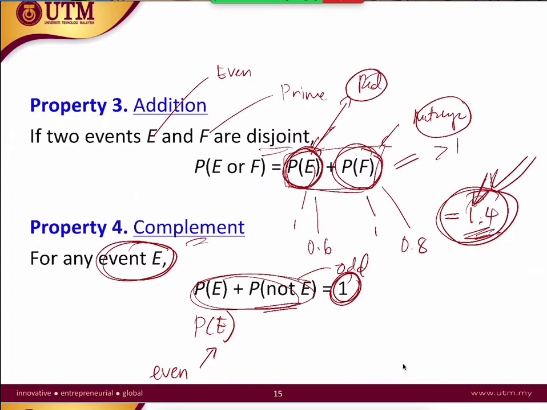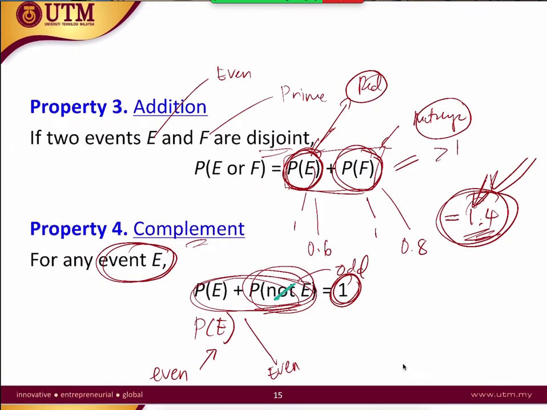Sometimes the question might not be straightforward. It might give you the probability of an event, but in another situation, it might use the complement of that event, not E. Let's say this value is not given. In order to solve the problem, you need to get this value first. So how do you do it? Let's say this one is 0.8 and this one is not known, and the total is 1. So you know that the probability of not E is 0.2.